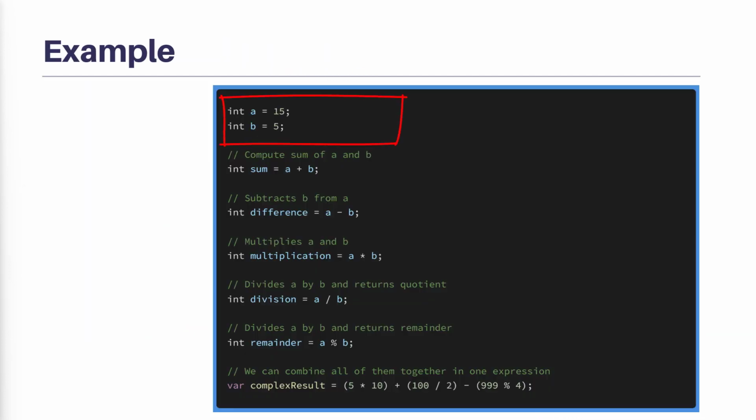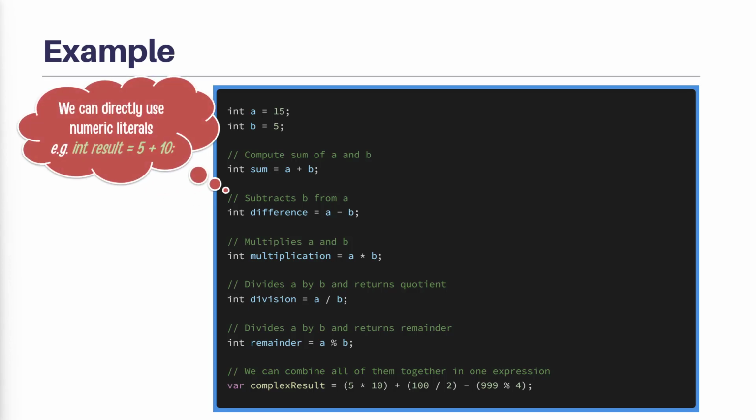This new slide shows a code example. Here, two integer variables have been declared. They have been initialized with some values. The remaining lines from the code snippet show how the arithmetic operators can be used. In this code snippet, we are using only variables as operands of arithmetic operators. Instead of variables, we can also specify numeric literals as operands of these arithmetic operators. So for example, instead of using a plus b, we can also use 5 plus 10.